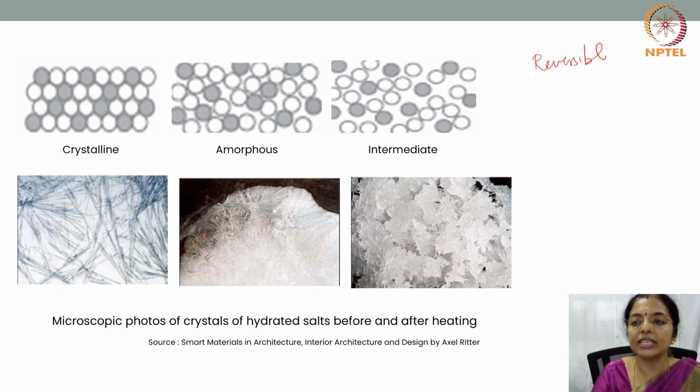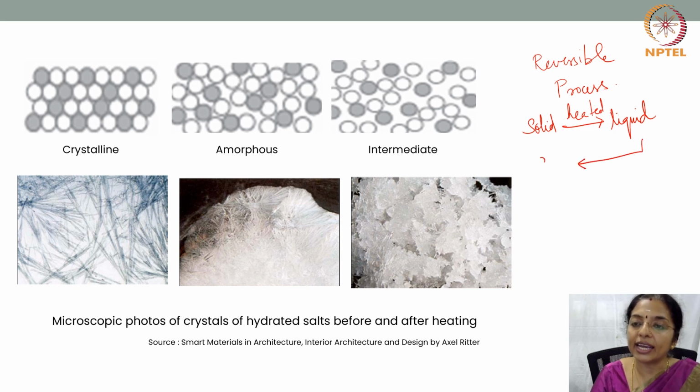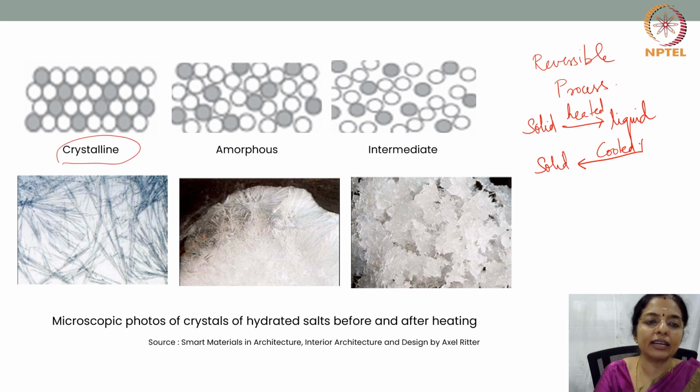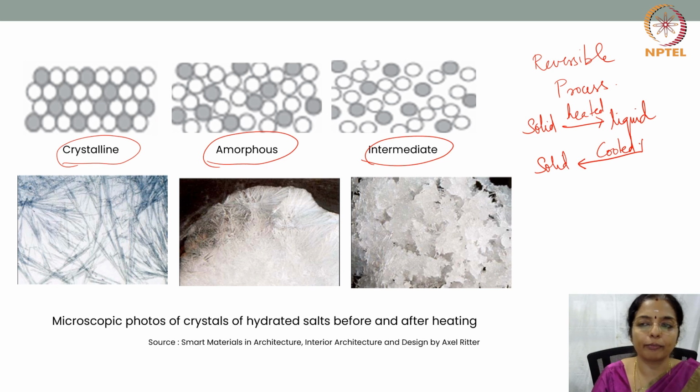It's a reversible process. What do you mean by reversible? From solid state, this material becomes liquid when it gets heated, and from liquid it again becomes solid when it is cooled. So this keeps on happening. This cycle keeps on happening. And just to show you how it would look, I have put this. It can be in crystalline form, amorphous form, or an intermediate form.